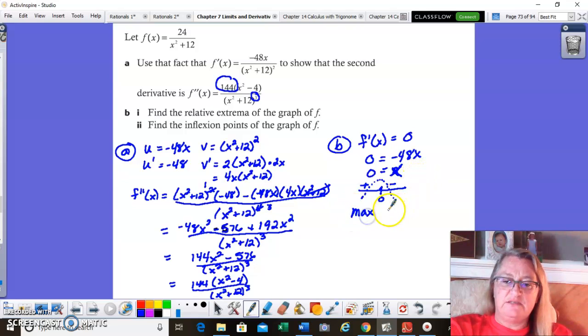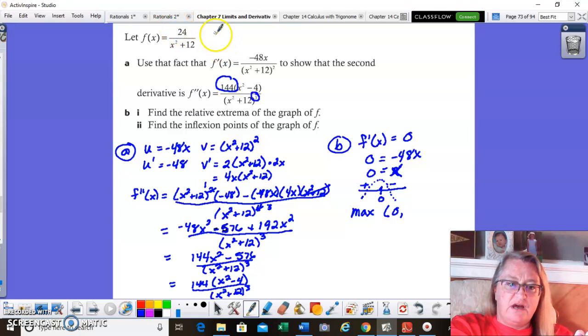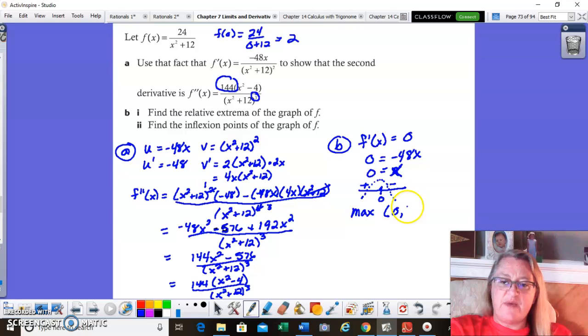So I have a maximum at 0, and I need to find out where this thing is going to be 0 by going back to the original function. So I have f of 0 equals 24 over 0 plus 12. So that just becomes 2. So I have a maximum point at 0, 2. Okay, and then the next job is to find the inflection points.